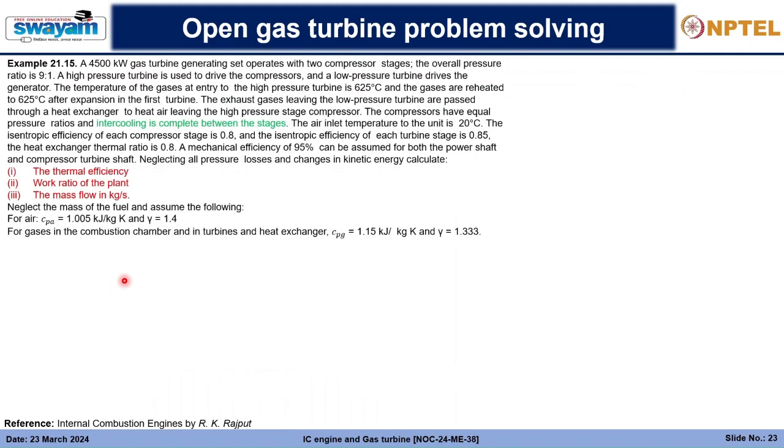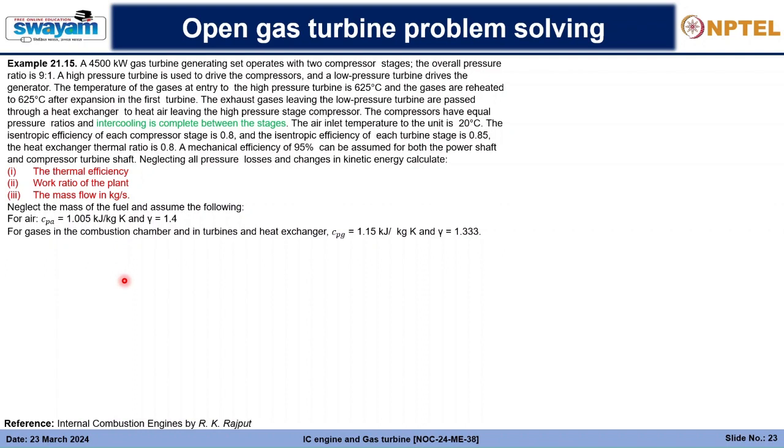So the next question is the last question of today's session, and this question states that a 4500 kilowatt gas turbine generating set operates with two compressor stages. The overall pressure ratio is 9:1. A high pressure turbine is used to drive the compressors, and the low pressure turbine drives the generator. The temperature of the gas at entry to the high pressure turbine is 625 degrees Celsius, and the gases are reheated to 625 degrees Celsius after expansion in the first turbine. So the inlet to both the turbines is the same.